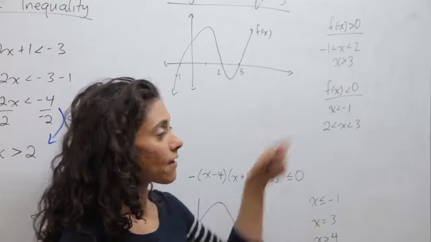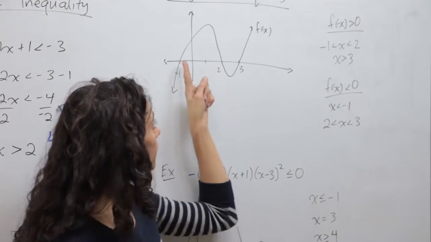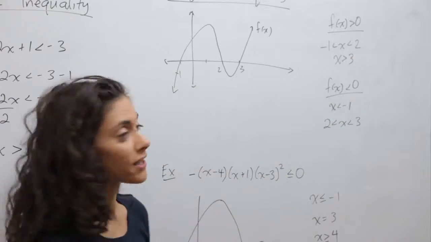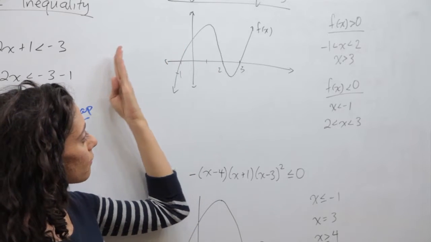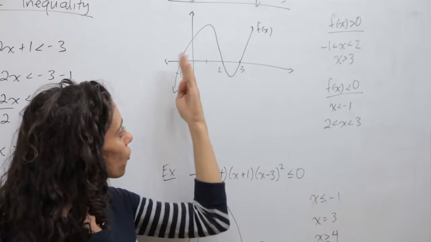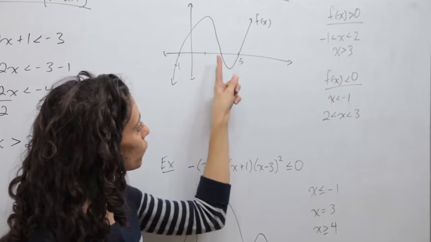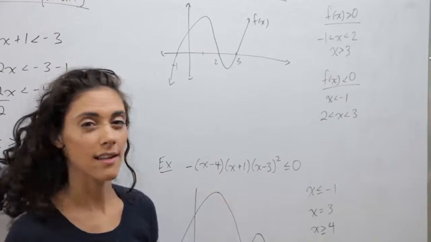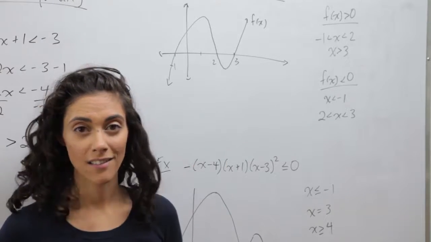Alternately, if you're asked when is f of x negative or when is f of x less than 0, we're looking at the intervals on this graph when it's below the x-axis. So over here, when x is less than -1, that entire section, your graph will be below the x-axis. And in here, in this little bit, between 2 and 3, your graph is negative or below the x-axis.